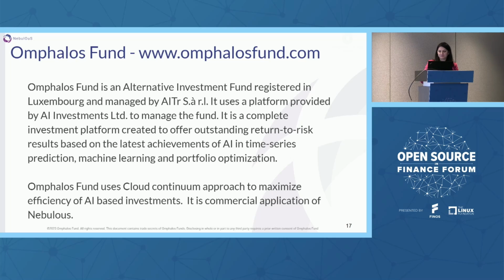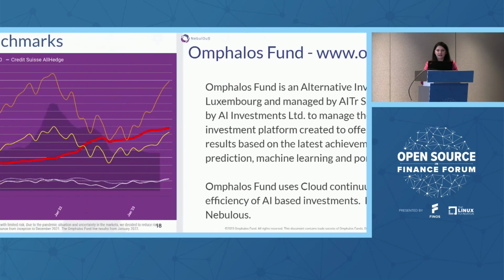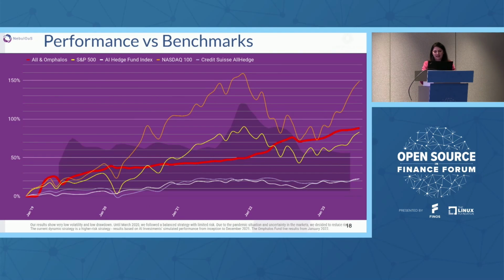And this is proof of how it is working, an excellent example of using AI and the Cloud Continuum approach. So Follows Fund achieved a very good investment result. The return from the period when the fund started in January 2019 until September 2023 is over 27%, with a very low capital drawdown of 3%, and only one loss month.